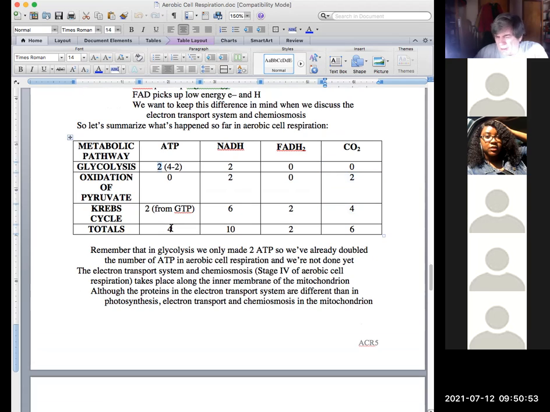Well, notice up in glycolysis, we only made 2 ATP. We made 2 more down in the Krebs cycle, so we've got a total of 4 at this point. We've already doubled the total that we got from anaerobic metabolism. So you can start to see that aerobic cell respiration is going to be more efficient at making ATP.